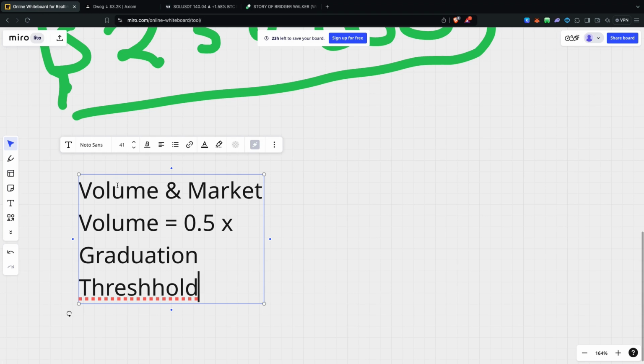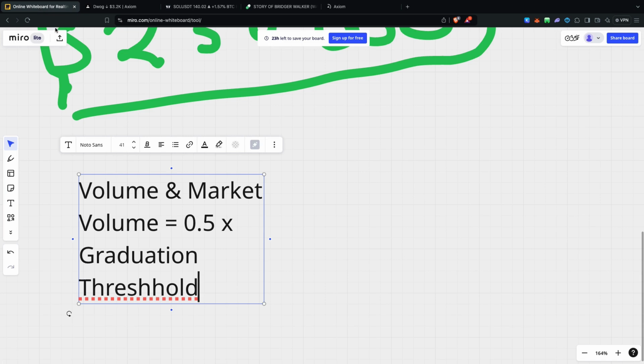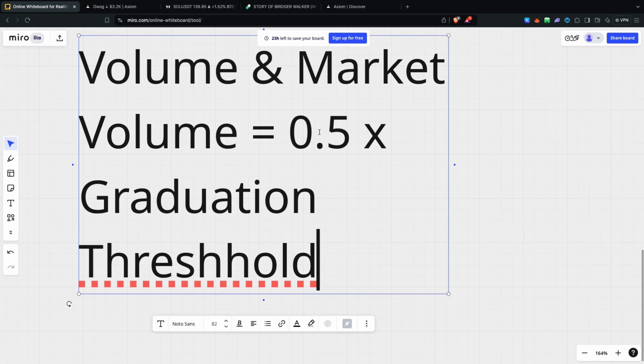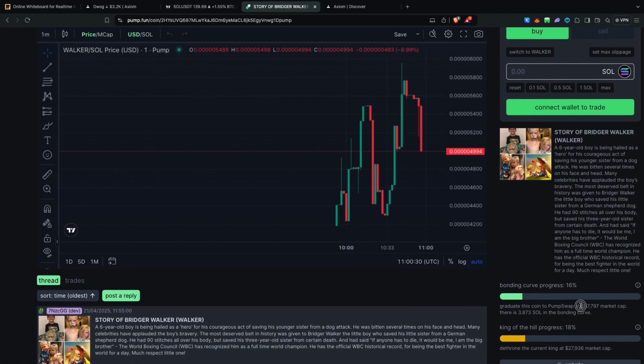So what you're going to do is, in your filters on Axiom Pro, go to axiom.com, go to your filters and figure out the value of the volume, which is going to be 0.5 times the graduation threshold. So 0.5 multiplied by 58,000, we're going to get about 29,000, so roughly 30,000 US dollars.